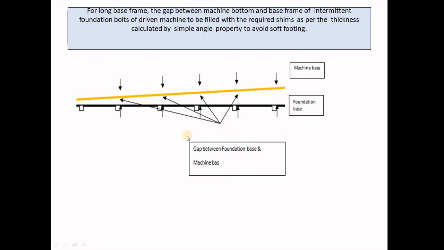Normally, when we do alignment, we put shims at the far end and the near end of the coupling. In between the foundation bolts, we have to fill the gaps, and we need to know how much gap is there. If it is a long base frame, the gap will be different for different foundation bolts, so we have to calculate it with simple geometry. With simple geometry, we can find out how much gap is there in between the foundation bolts, and you have to fill the gap with the required shims to avoid vibration of the foundation frame, the base frame.